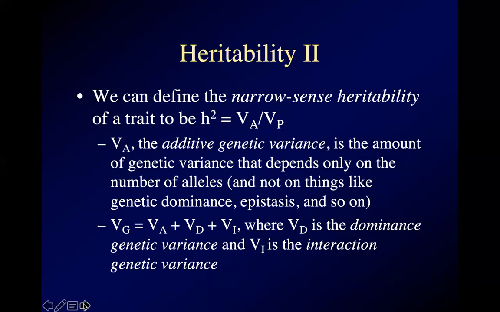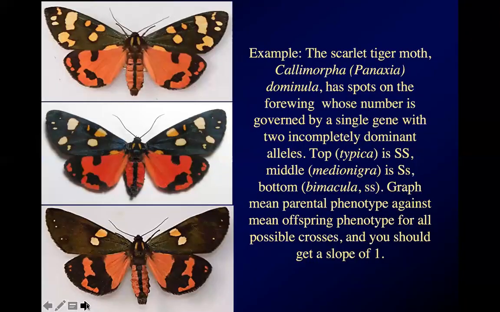So what makes your cats all look different is partly due to their genes, and then that genetic variance can be partitioned into variation due to additive effects, variation due to dominance, and variance due to interaction. And I tell you what, I'm going to stop there, and we'll pick this up with a nice example.